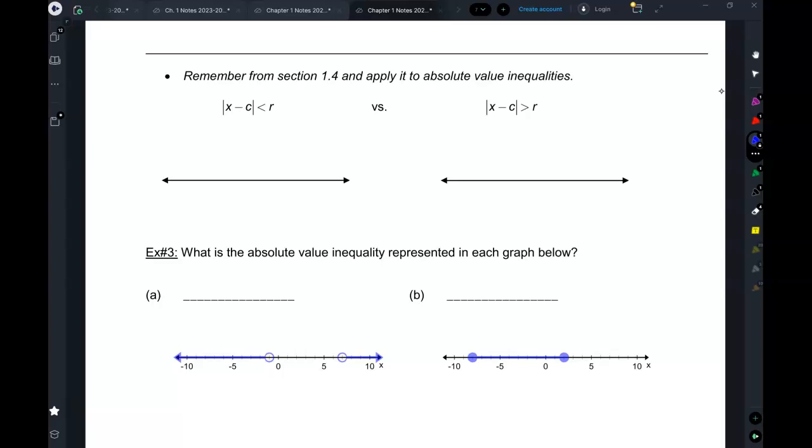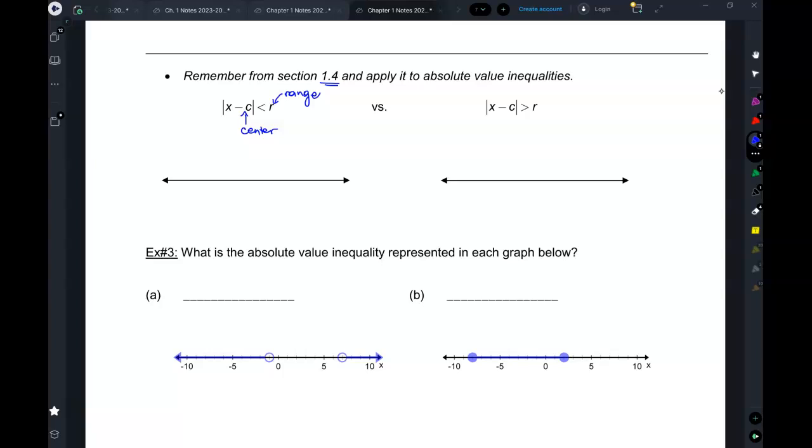I think so. Okay, so remember we talked about this in section 1.4. Basically this is the center of your region, and this is called the radius or the range. The center, however, remember this is x minus c. So whatever this number is, you're going to take the negative of it. So if x minus 3, you take 3. If it's x plus 2, you take negative 2, okay?